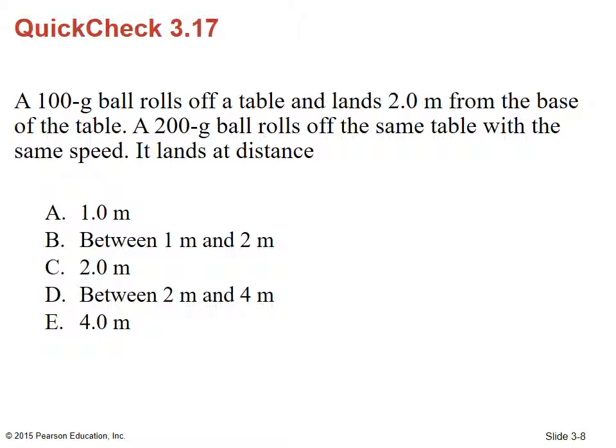A 100-gram ball rolls off a table and lands 2.0 meters from the base of the table. A 200-gram ball rolls off the same table with the same speed. It lands at a distance of A, 1 meter, B, between 1 meter and 2 meters, C, 2 meters, D, between 2 and 4 meters, or E, 4.0 meters. The answer is C, 2.0 meters. The motion is independent of mass.